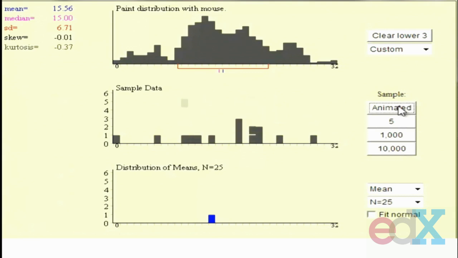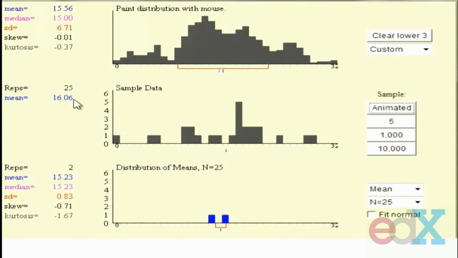Let's take another sample of size 25. This time we'll get another mean. This mean is 16.06. We could use this to estimate the population mean of 15.56. Or, what it also tells us is the mean of the 2 repetitions that we've taken so far. The mean of those 2 is 15.23.